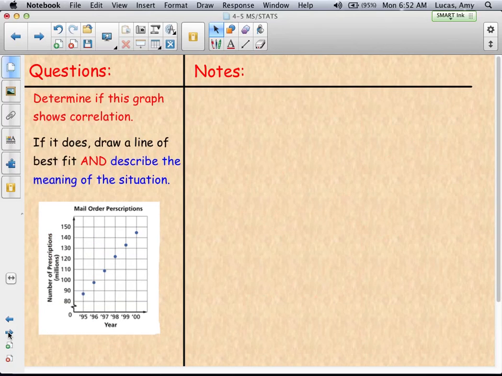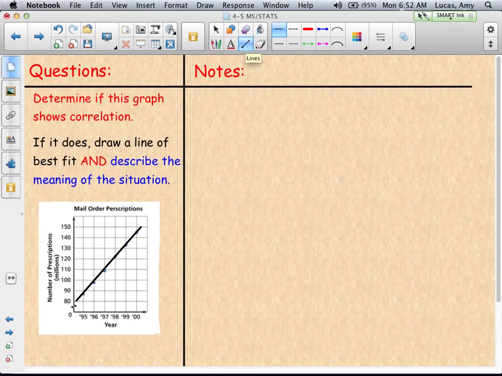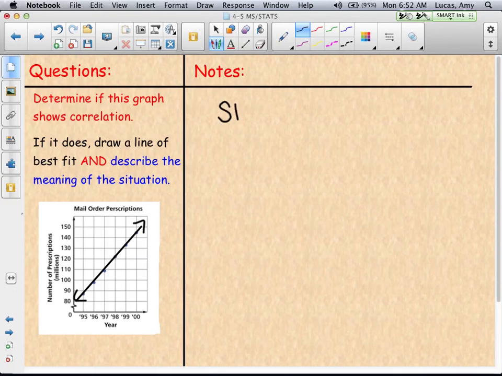Okay, this next problem, same directions as the last one. My line of best fit, right there. It looks like it's pretty much linear, and this is increasing from left to right. So, strong positive correlation, because as one variable goes up, the other one's going up.